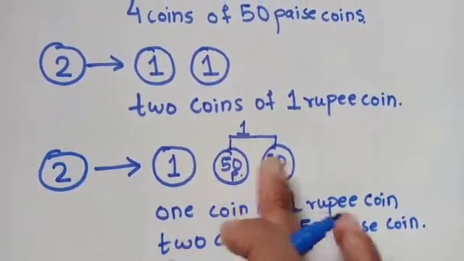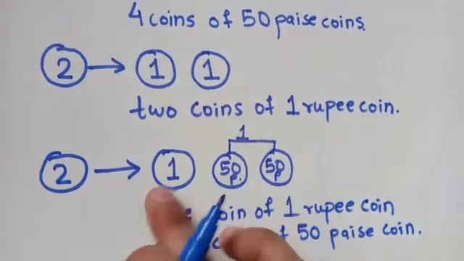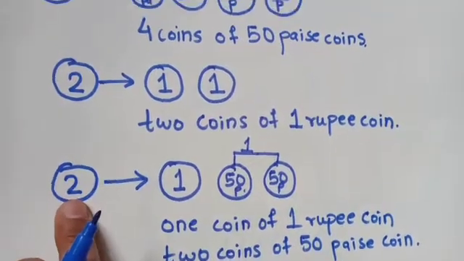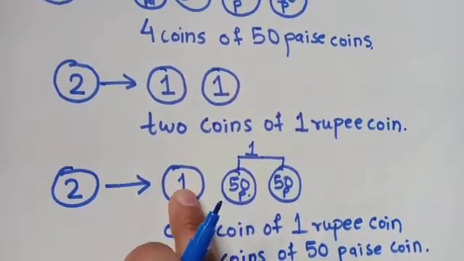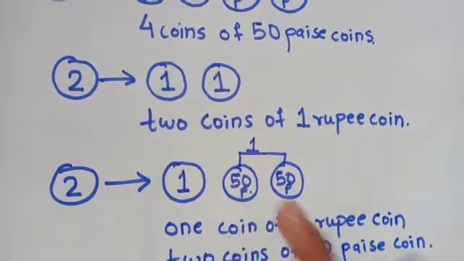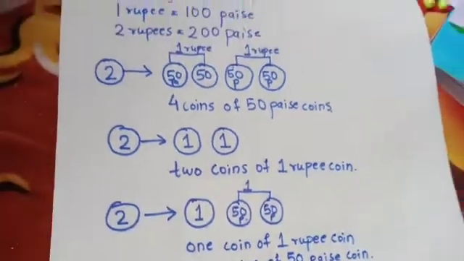1 rupee, and 50 plus 50 is how much? 1 rupee. 1 plus 1 is how much? 2 rupees. Therefore, 1 coin of 1 rupee and 2 coins of 50 paise. Have you all understood?